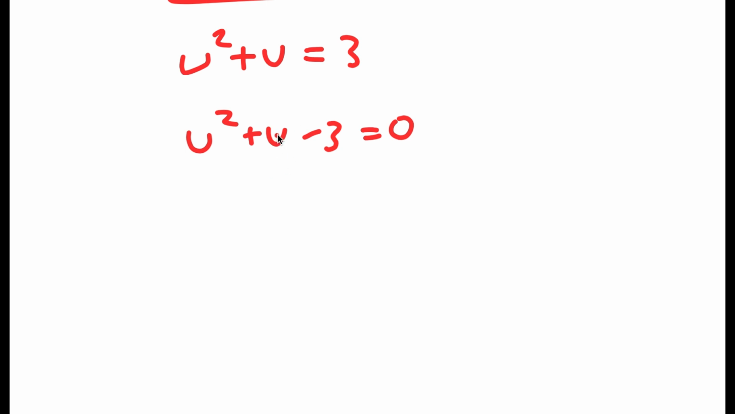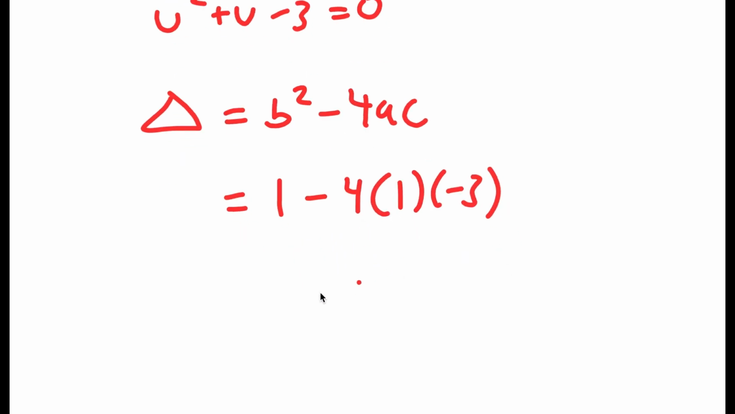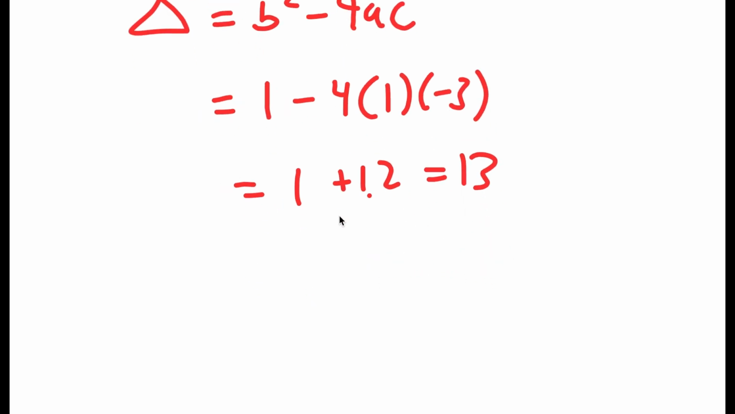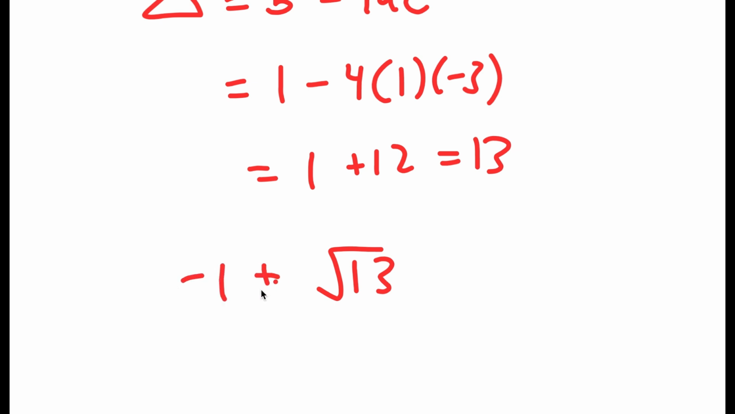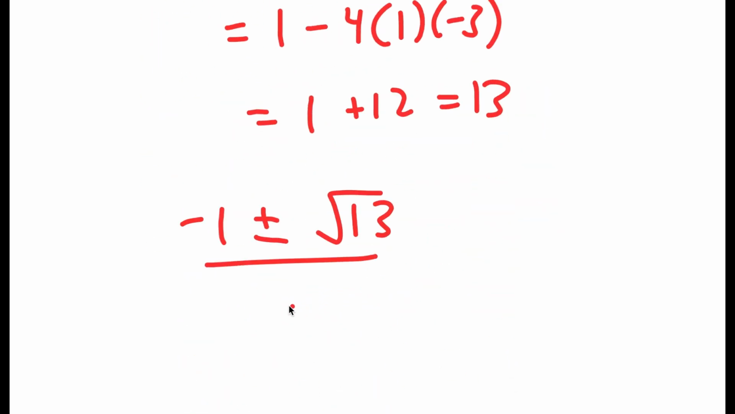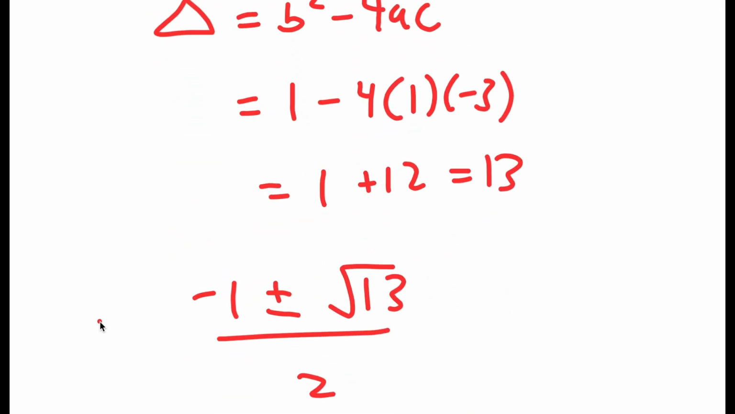But before that, let's even check if this is possible. And I can do that by just solving for b squared minus 4ac. So b is 1, so this is equal to 1 minus 4 times 1 times negative 3, which is equal to 1 plus 12, which is equal to 13. Okay, so now I have the square root of 13, negative 1 plus or minus the square root of 13 over 2. So these are two values of u.